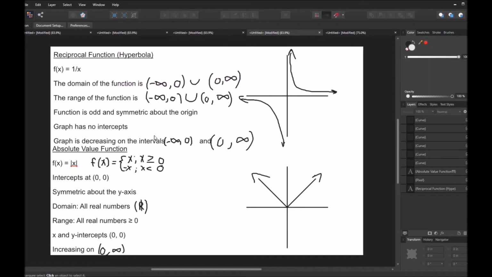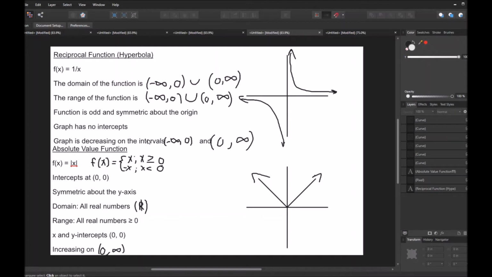So then we get to the absolute value function, which is represented by f of x equals the absolute value of x. But now it's important to know the definition of what an absolute value is. An absolute value can be defined piecewise. So if we redefined absolute value of x so that it was a piecewise defined function, we would see that f of x is equal to x when x is greater than or equal to 0, and f of x is equal to negative x when x is less than 0.